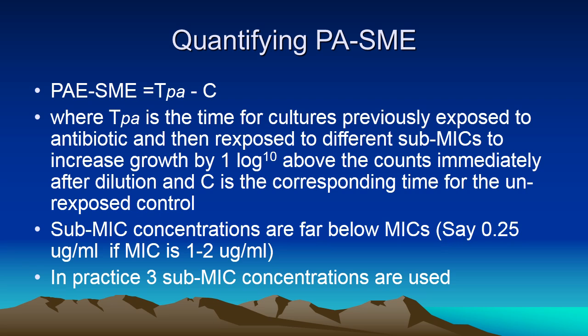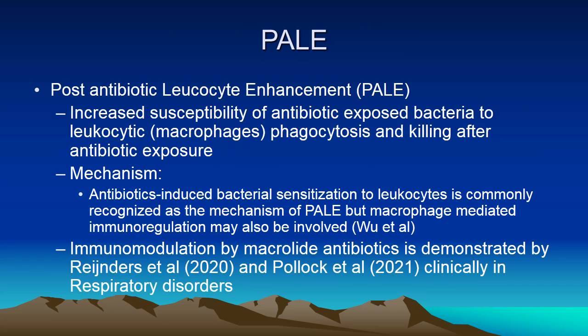Quantification of PA-SME is done in the same way. The formula is TPA minus C, where TPA is the time for cultures previously exposed to antibiotic and then re-exposed to different sub-MICs to increase growth by 1 log10 above the counts immediately after dilution, and C is the corresponding time for unexposed controls. The sub-MIC concentrations are far below MICs, and in practice the concentrations used are 0.1 to less than 1 microgram per ml, with at least 3 sub-MIC concentrations.